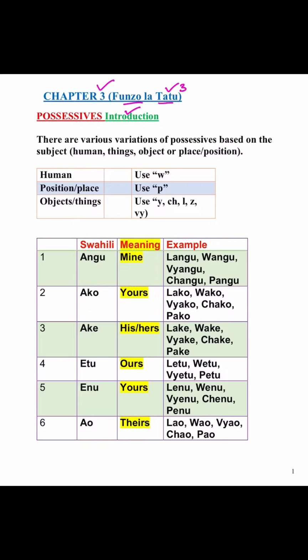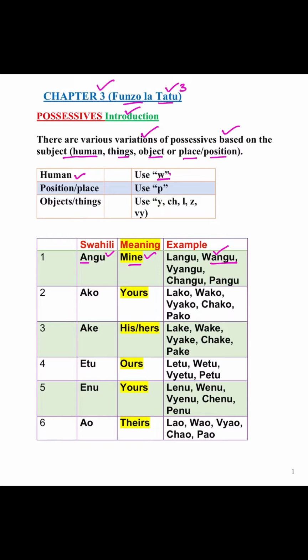Introduction to possessives. There are various variations of possessives based on the subject, whether it's a human being, a thing that's being referred to, an object, a place, or position. If you're referring to a human, then you place the letter W before the possessive. For example, ANGU, so with W it becomes wangu. That means mine. Wangu means mine, like my child, my baby, my teacher.